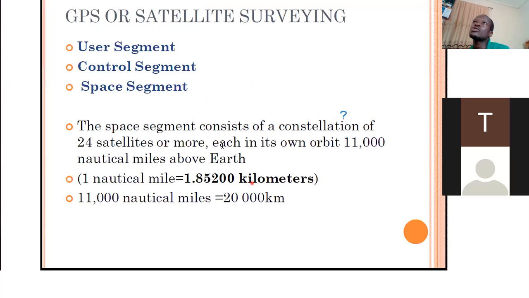From Accra to Kumasi is about 200 kilometers. So you can use that to determine where you think these satellites are high up in the sky. But obviously, Accra to Kumasi is not that far when you compare it to Accra to London, isn't it? So it's relative, but definitely 20,000 kilometers is far.